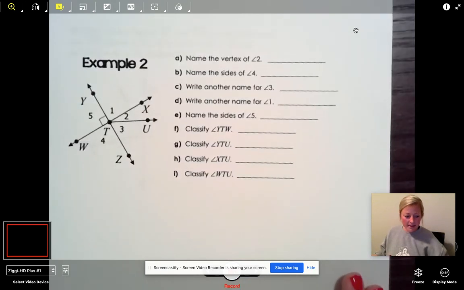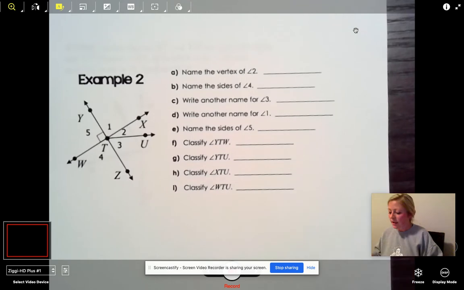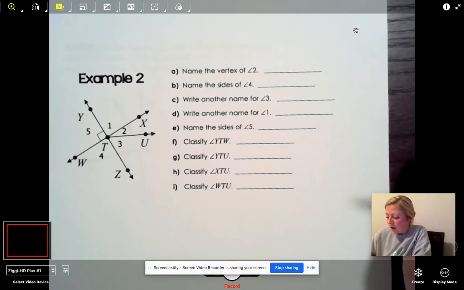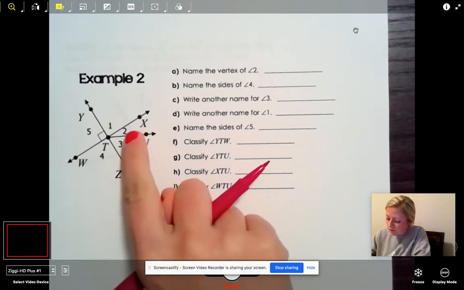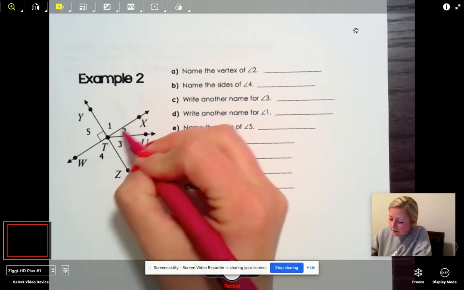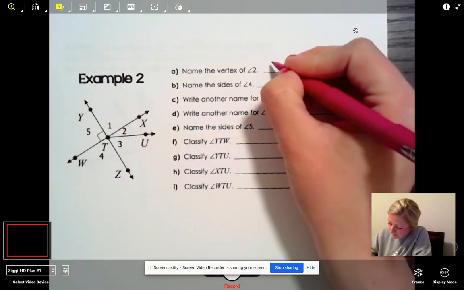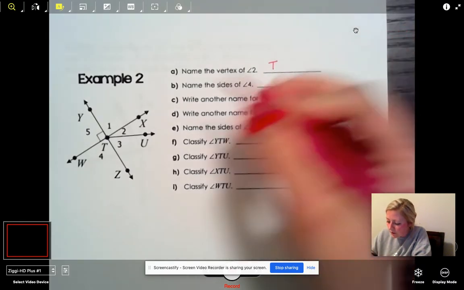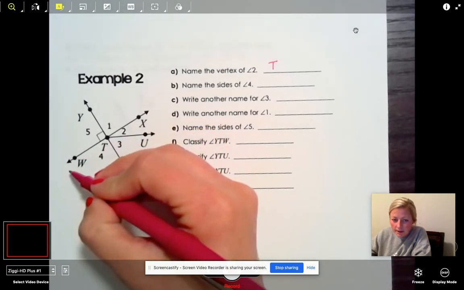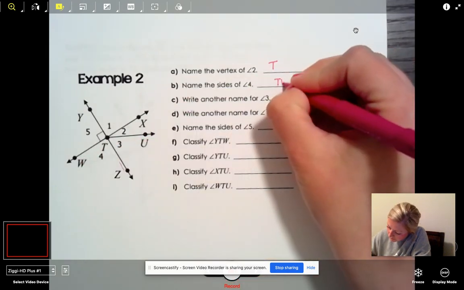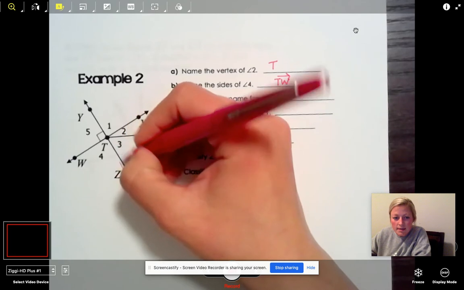Okay, and our last example for this video lesson here is naming a whole bunch of different things based off this diagram. Okay, here we go. A, name the vertex of angle 2. So find angle 2. So angle 2 is talking about this angle right here. You guys see what I'm outlining there? So the vertex is T. Name the sides of angle 4. So angle 4 is talking about this angle right here. So the sides would be ray TW and ray TZ.